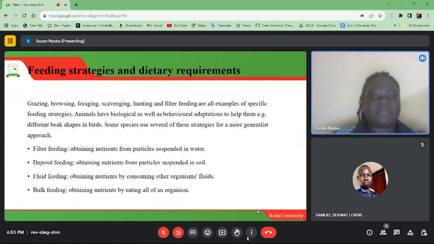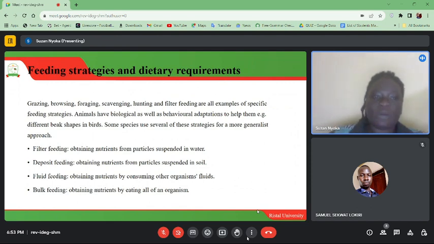Grazing, browsing, foraging, scavenging, hunting, and filter feeding are all examples of specific feeding strategies. Animals have biological as well as behavioral adaptations to help them, e.g., different beak shapes in birds. Some species use several of these strategies for a more generalist approach. Now, definition of the different feeding strategies.